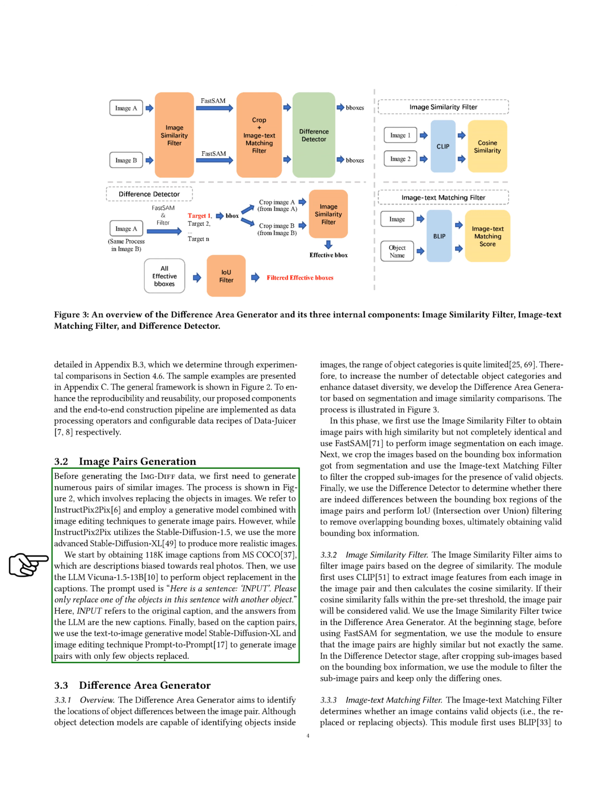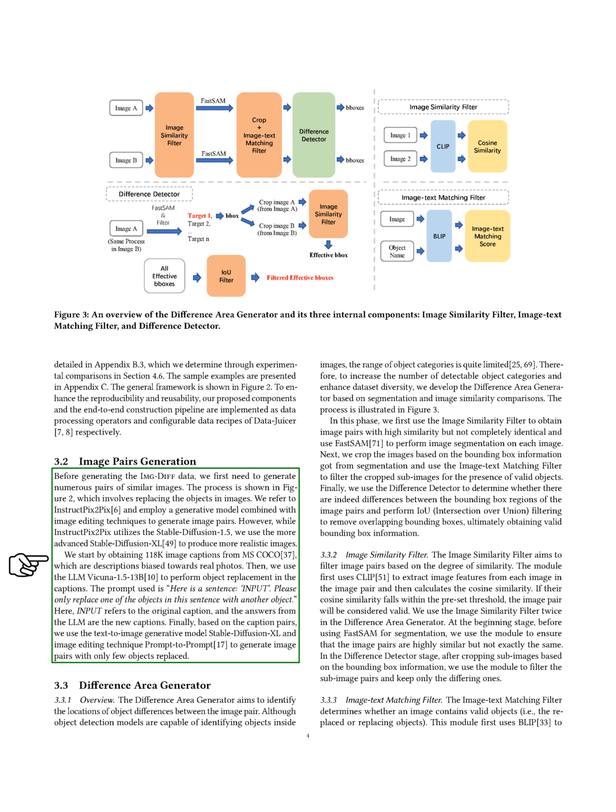Our process begins with the image similarity filter, which helps us find image pairs that are similar but not identical. We then use FastSAM for image segmentation, cropping the images based on the bounding box data we obtain. After cropping, we apply the image text matching filter to check for valid objects in the sub-images. Finally, we use the difference detector to confirm differences between the bounding box areas of the image pairs and apply IOU filtering to eliminate overlapping boxes, resulting in valid bounding box information.